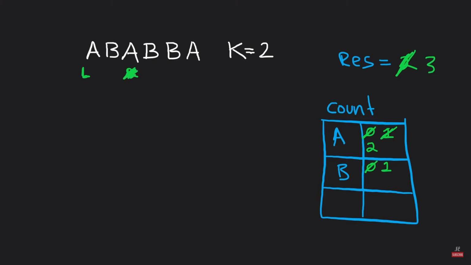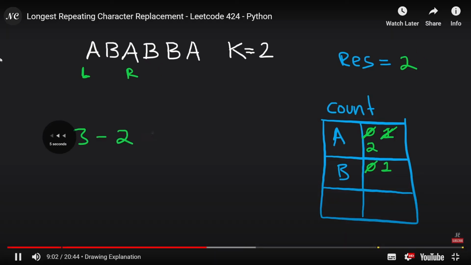So I'm going to take our right pointer once again and then shift it over to the b. So now, since we reached another b, we're going to increment the count of b to 2. Is that less than or equal to 2, which is k?